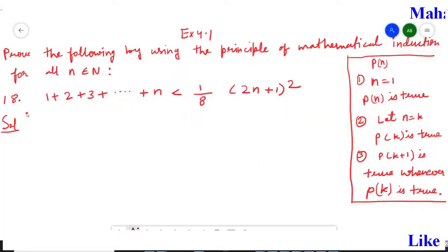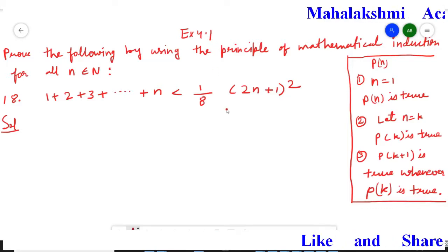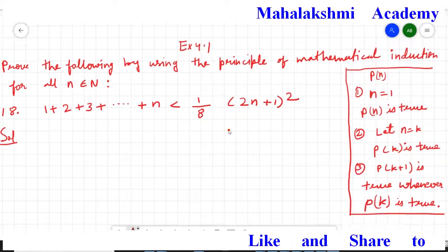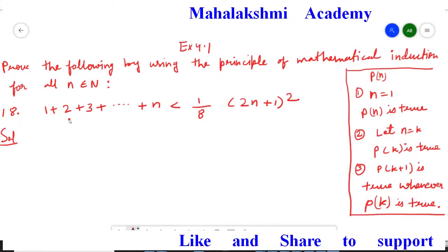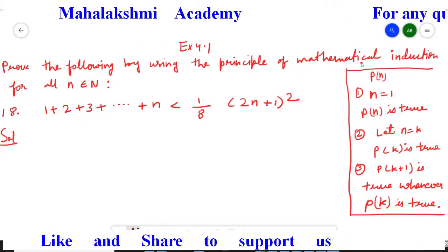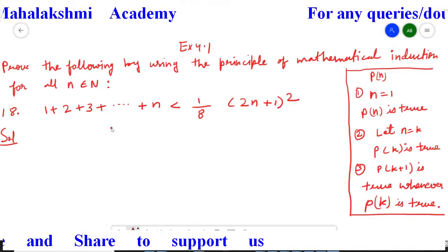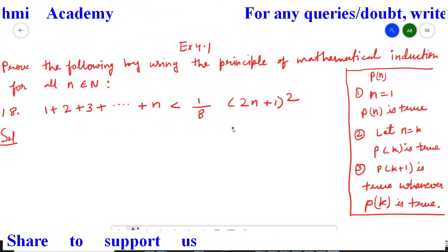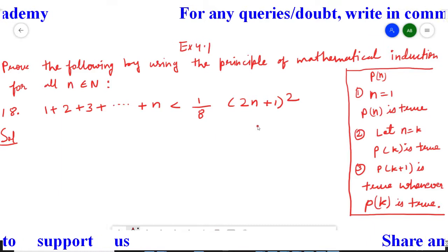Hello everyone, I am going to explain question number 18 from exercise 4.1, and this question belongs to 11th class maths. In this question a mathematical statement is given to us, and with the help of the principle of mathematical induction we have to prove that this mathematical statement is true for all the natural numbers.